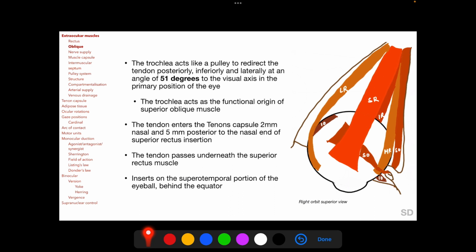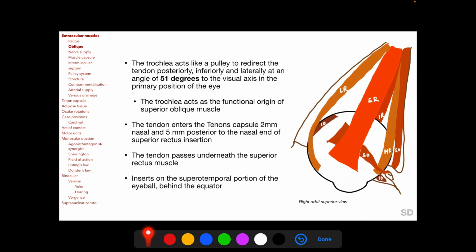inferiorly at an angle of 51 degrees to the visual axis in the primary position of the eye. So the trochlea acts as the functional origin of the superior oblique muscle. The tendon enters the Tenon's capsule 2 mm nasal and 5 mm posterior to the nasal end of the superior rectus insertion, and this is surgically important to find the tendon of the superior oblique muscle within the Tenon's capsule.